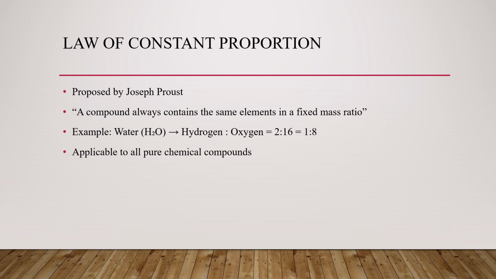Law of constant proportion. The law of constant proportion was proposed by Joseph Proust. This law states that a compound always contains the same elements in a fixed mass ratio. For example, in water, H2O, that is hydrogen is to oxygen.